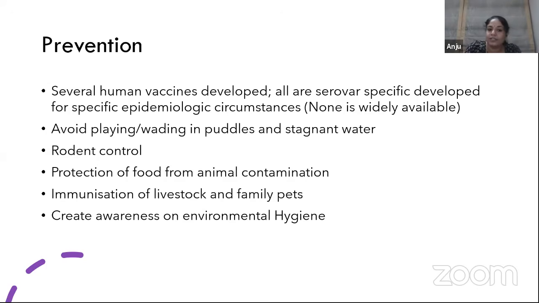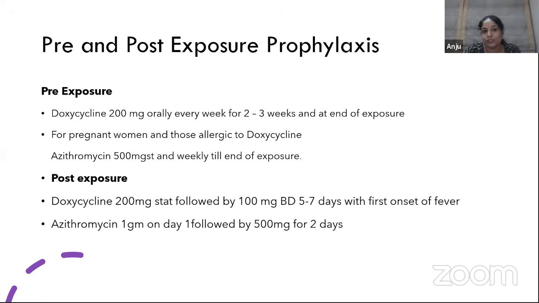And creating an awareness on environmental hygiene, like any other disease, helps in this infection too. Though prophylaxis has not been mentioned for children, for adults, doxycycline is found to be quite effective as prophylaxis in pre and post exposure. In pre-exposure, doxycycline 200 mg orally is recommended every week for 2 to 3 weeks till the end of exposure.